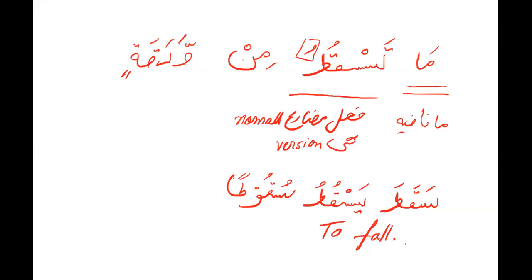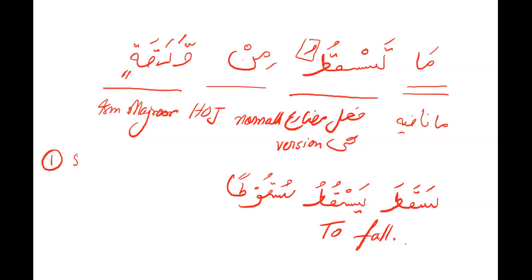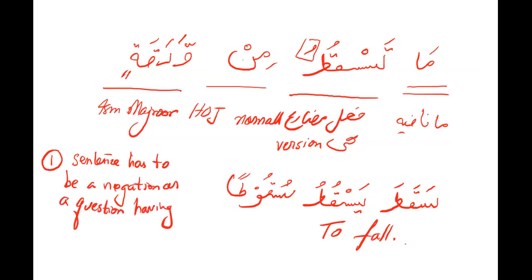Okay. Now, if we see at first glance, this will be looking like HOJ. Min, and the ism after is majroor. So the first step to finding whether the min you're seeing is harf of jar or min zaida: first condition is the sentence has to be a negation or a question having a question word in the beginning.